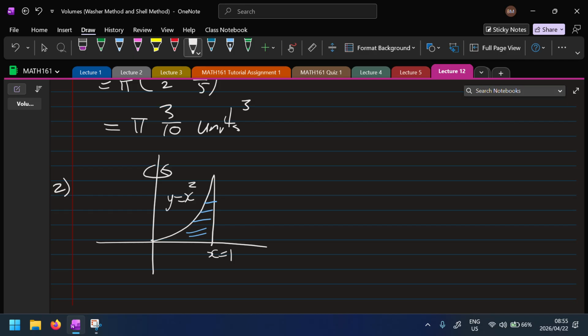Now, this is going around the y-axis, so we need to think about that rotation. So we have y-axis, x-axis. That vertical line at x equals 1, if we rotate that around the y-axis, what kind of shape does that produce? Okay, so just the vertical line, just rotate it around. Cylinder. Yeah, we get a cylinder going around. So let's start with that. So we've got a cylinder.